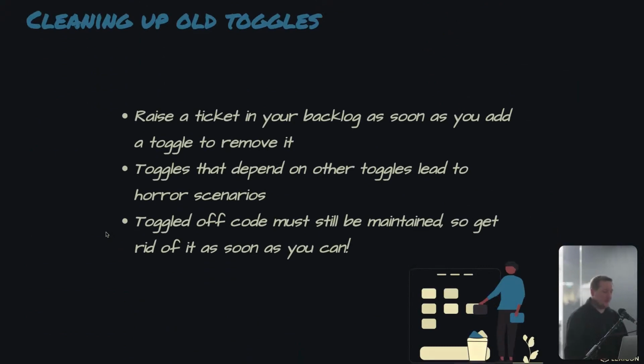And this is why. Make sure you are cleaning up your toggles regularly. As soon as you add a toggle to the system, put a ticket in your backlog to remove it again, and track it. Keep an eye on it. If you get too many, start culling toggles, because what you end up with is toggles that depend on other toggles existing, and that is a nightmare scenario to find yourself in.